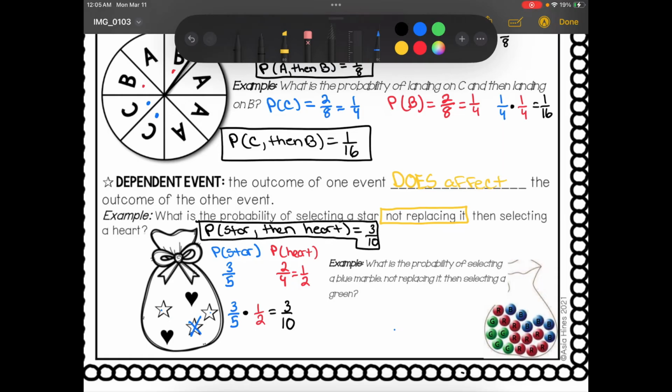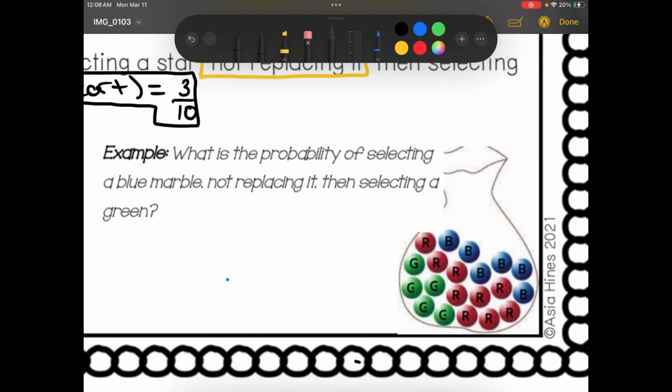Let's look at this next example. Last example. What is the probability of selecting a blue marble, not replacing it, then selecting a green marble? So here we have our bag of marbles. I labeled the marbles B for blue, R for red, G for green. What is the probability of selecting a blue marble, not replacing it? That is very important. That's what makes it dependent. Then selecting a green.